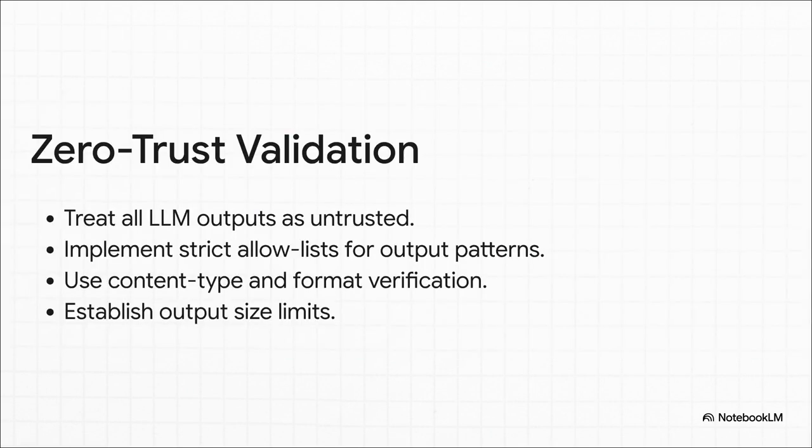All right, let's zoom in on that first one. Zero trust validation. What this really means is you treat every single piece of output from the LLM as if it was handcrafted by a hacker. You have to implement super strict allow lists for what the output can even look like. You verify its format. You put limits on how big it can be. Basically, you build a strong cage of rules around that output before it gets anywhere near anything important.